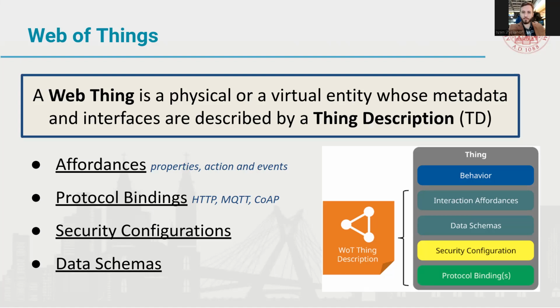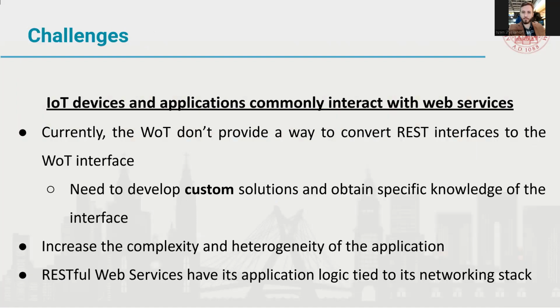Its affordances describe how you can interact with a given web thing: the properties that you can query, the actions that you can invoke, and the events that you can subscribe to. The protocol bindings describe in which protocol you can consume those affordances. So you can use HTTP, HTTPS, MQTT, CoAP, and so on. That's why it decouples the application logic from the network stack, given that it's implemented as a protocol binding.